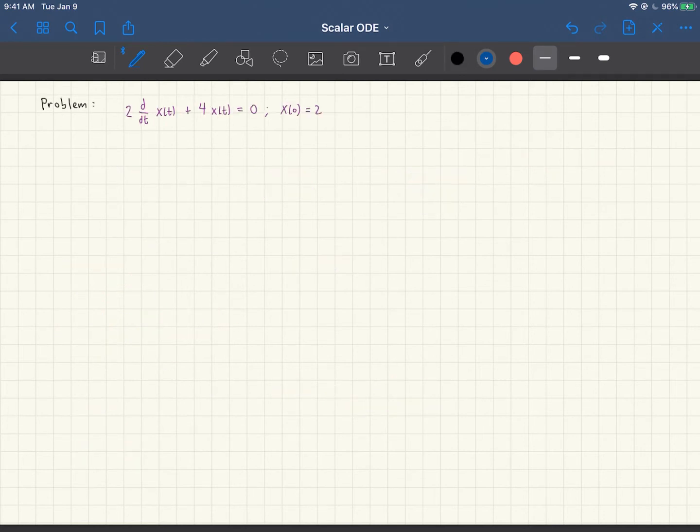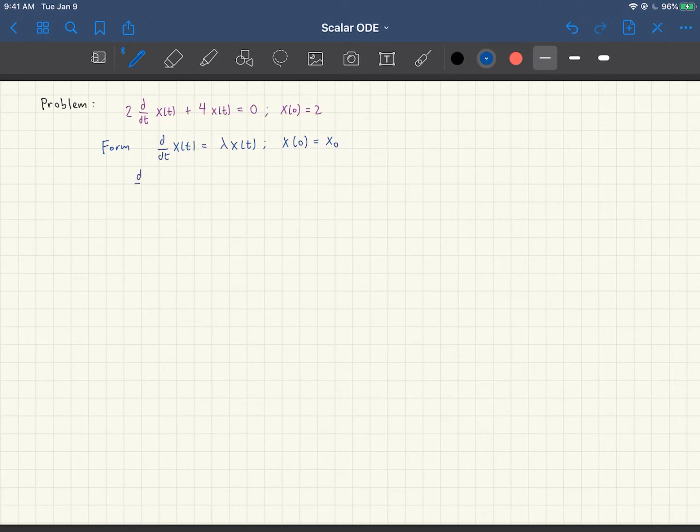We'll take a look at a quick example now, which is not in the form we saw in the previous examples. So let's say we have a differential equation of the form 2 dx dt plus 4x is equal to 0 with initial condition x of 0 is equal to 2. So now we want to put this in the form the derivative of x of t is equal to lambda x of t with initial condition x sub 0 is equal to x sub 0.